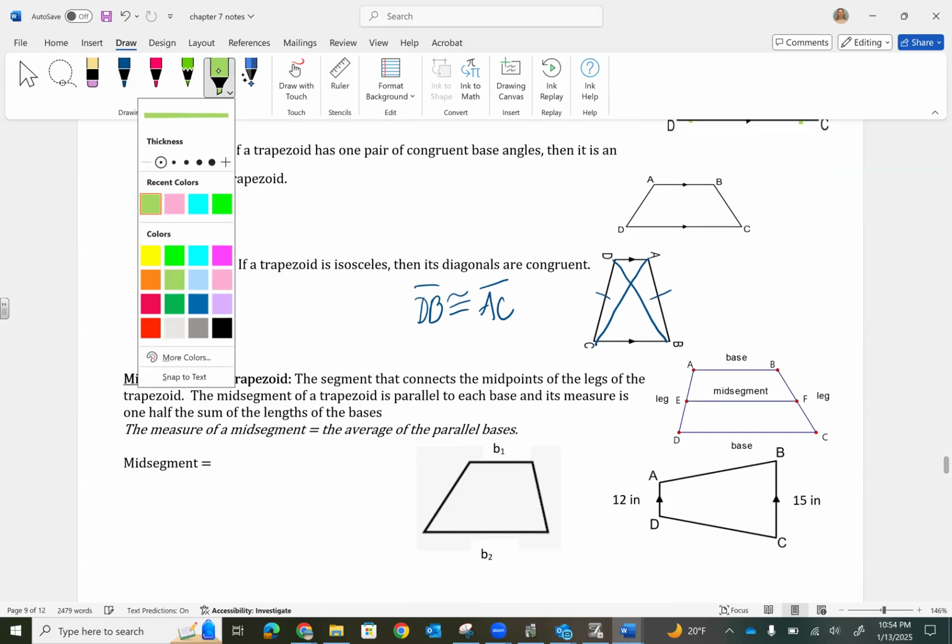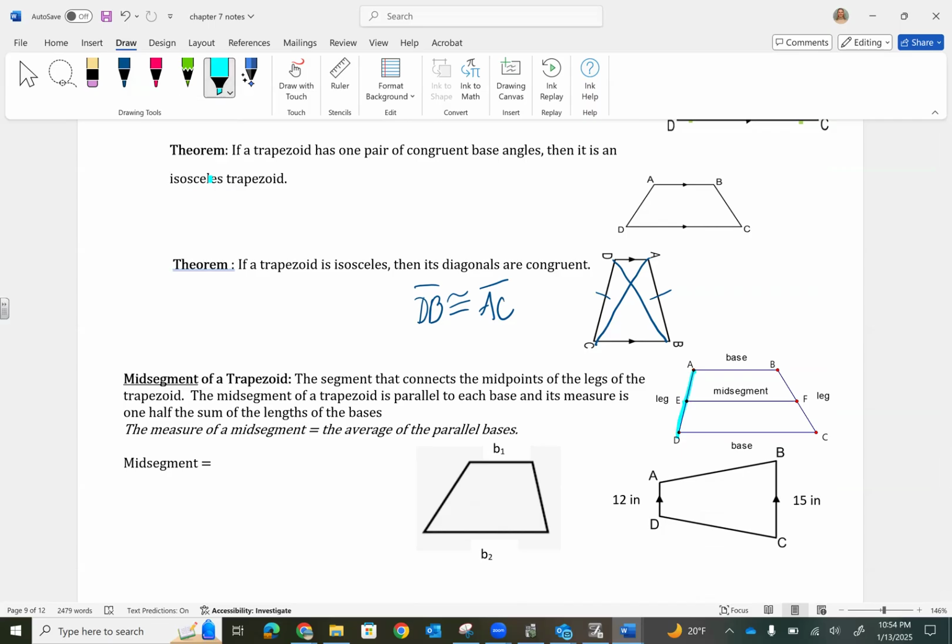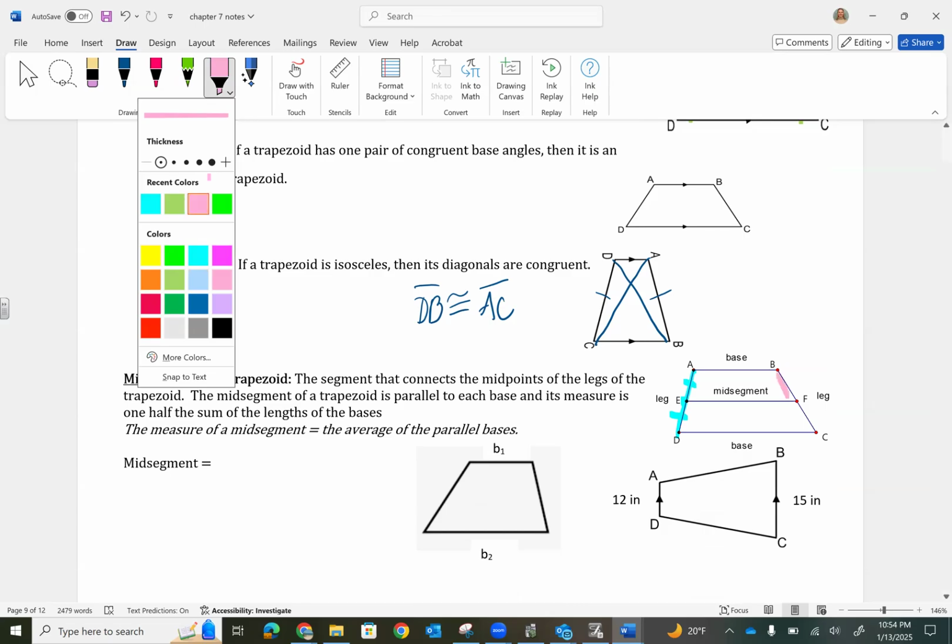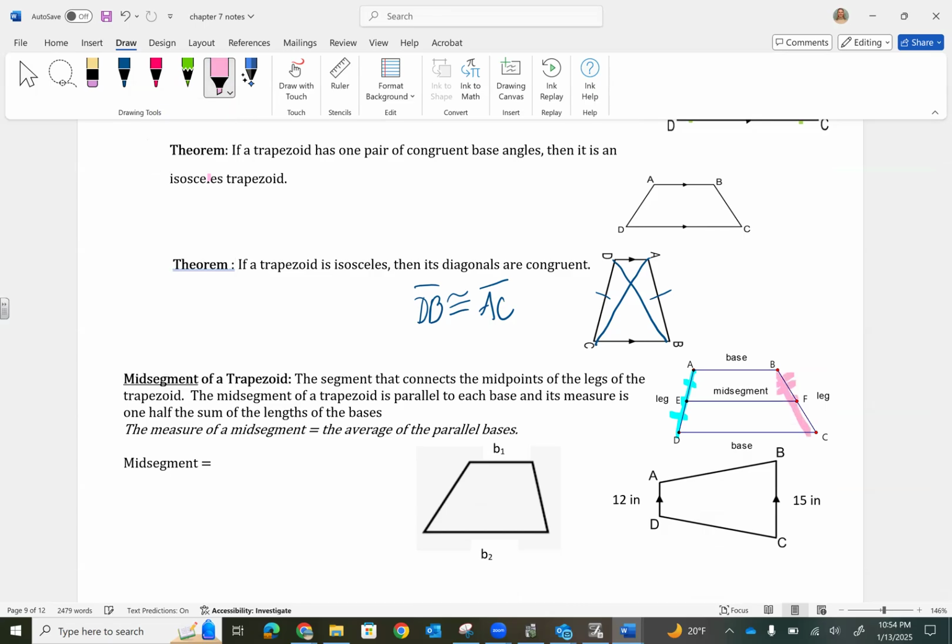Now more vocab. A mid segment is if you look at the leg and you find the halfway point, and then you look at the other leg and find the midpoint of that. Now notice this is not isosceles, so the legs are not congruent to each other. But if you just find the midpoint of each leg, whether or not they're congruent, and connect them, you call this segment a mid segment. It's midway between the two parallel sides.